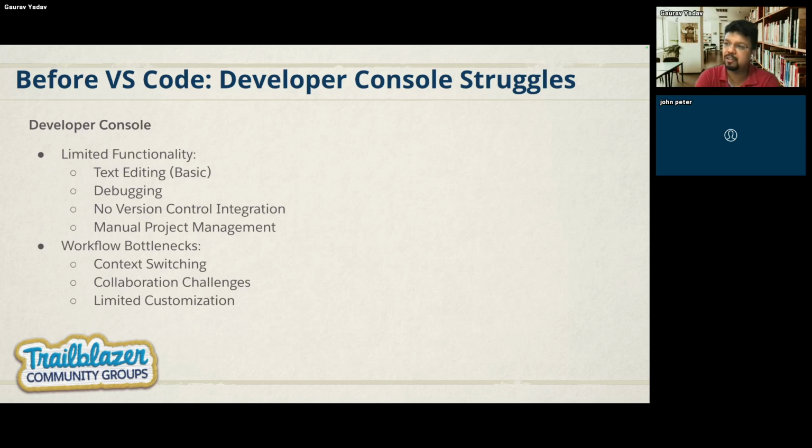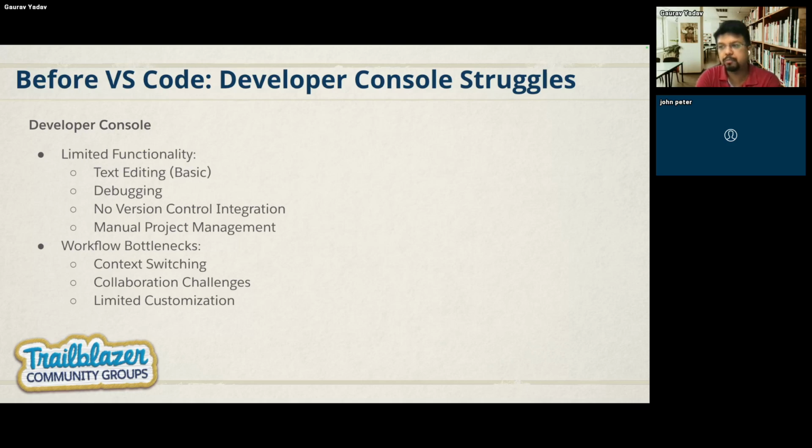It has limited functionality, like text editing is very basic and naive. Debugging is a little bit difficult. There is no version control. What I mean by version control is that there is always a very high probability that you will override each other's code. And there is manual project management, meaning that once you have developed something and you have to move to another org, you have to do it manually.